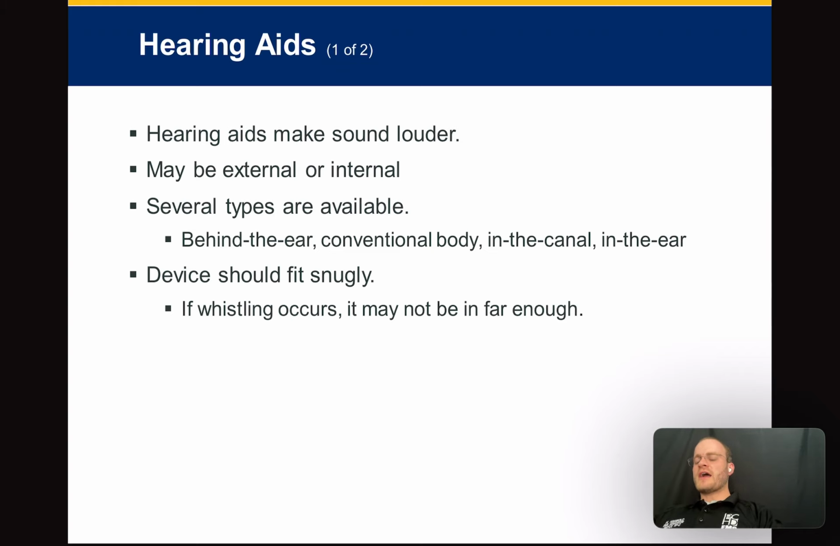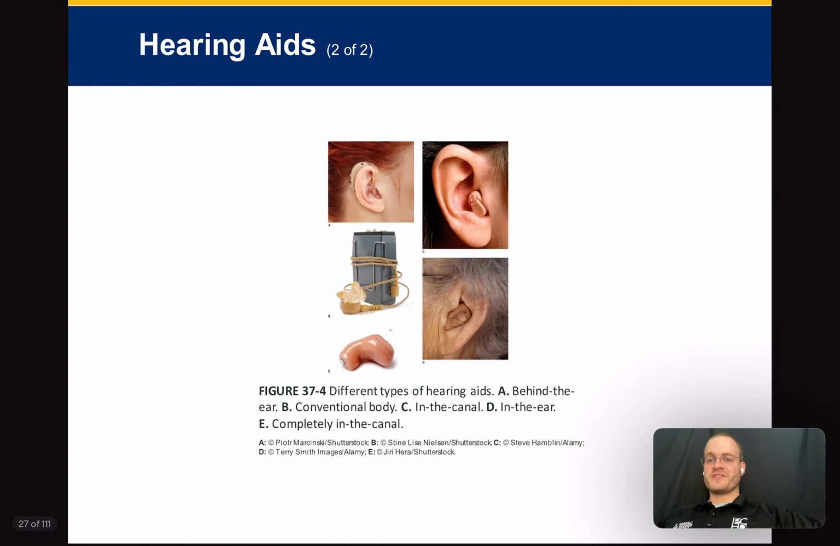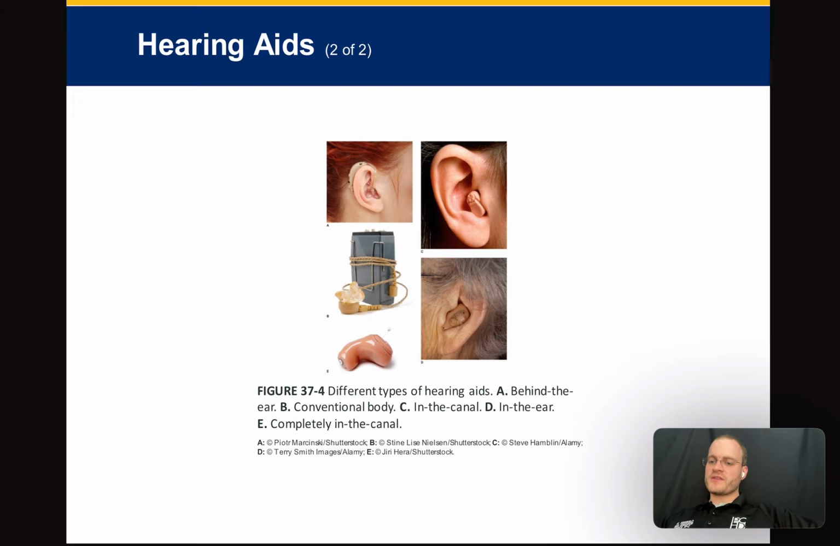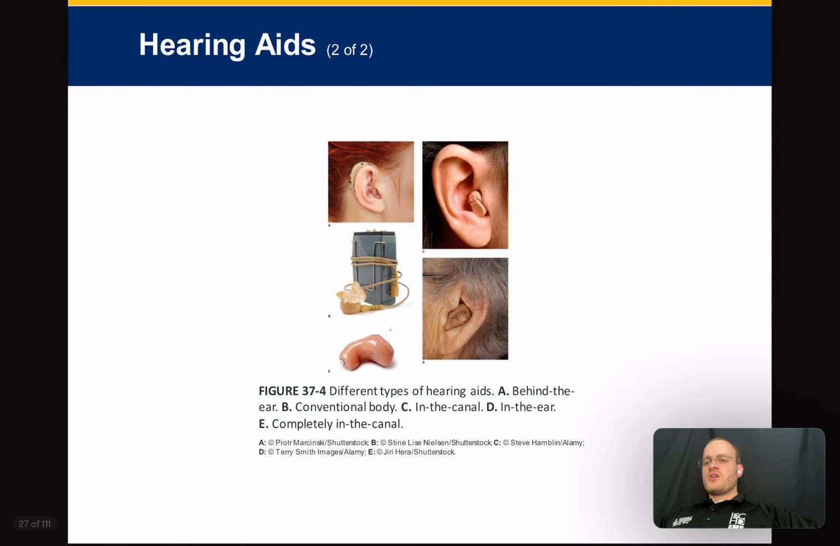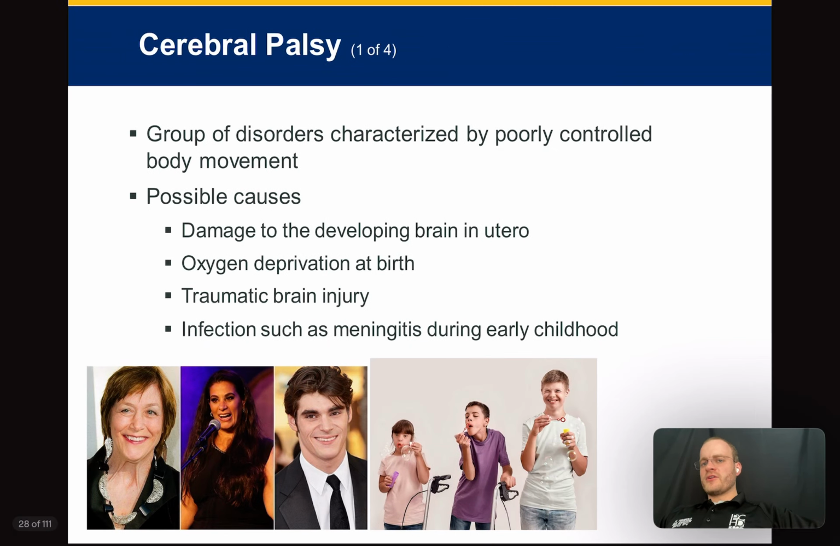There are several different types. Now, if you've ever heard hearing aids with feedback, that whistling sound, it means that it may not be pushed far enough into the ear. So you may have to help the patient with adjusting that and pushing it into the ear a little bit further. That's pretty common. And if you put them together, they whistle and it's surprisingly loud and the patient doesn't hear it. But anyways, those are different types. As technology advances, these are getting smaller and more advanced. I don't have much more to add on hearing aids.